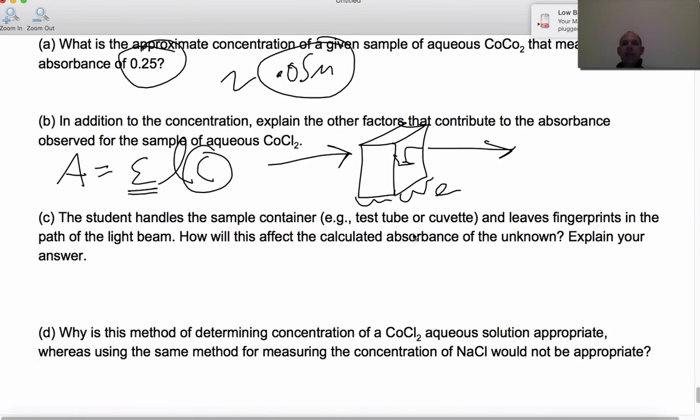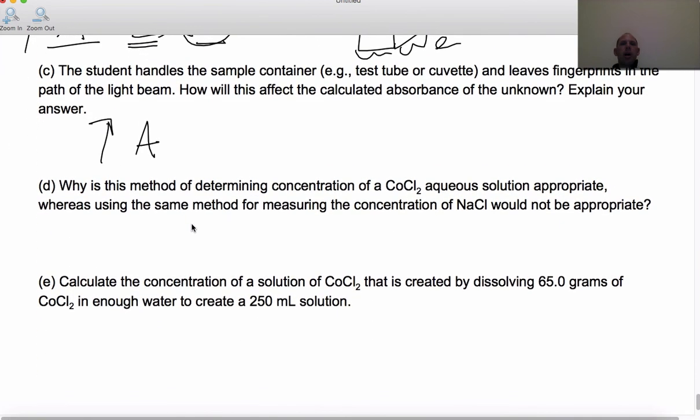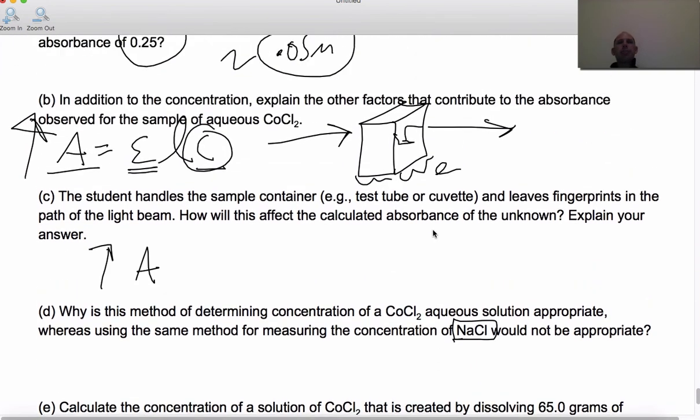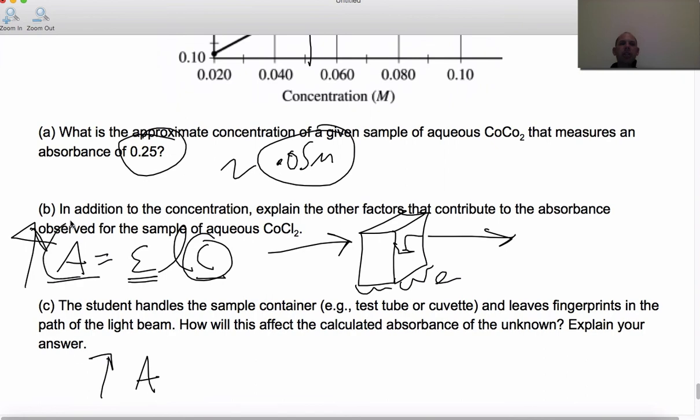In this case, if they leave their fingerprints on it, it's going to increase the absorbance. The fingerprints are going to cause more light to be absorbed and less to be reflected. But because we're not actually changing the concentration, nor the path length, nor epsilon, it's going to give a false value for the absorbance. This is not good for calculating the absorbance of something like sodium chloride because absorbance depends on some light actually being absorbed.